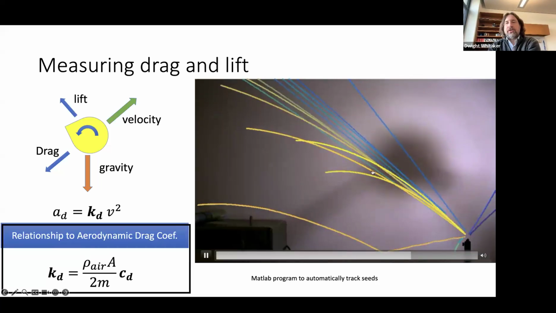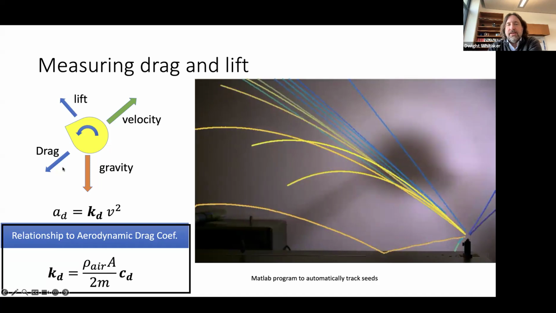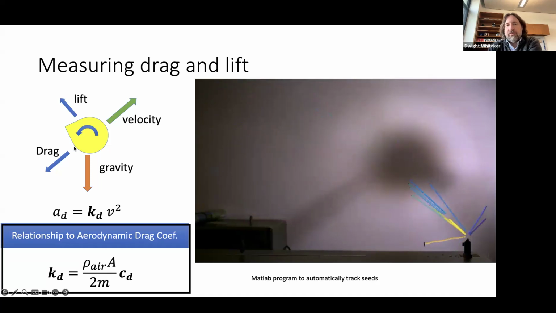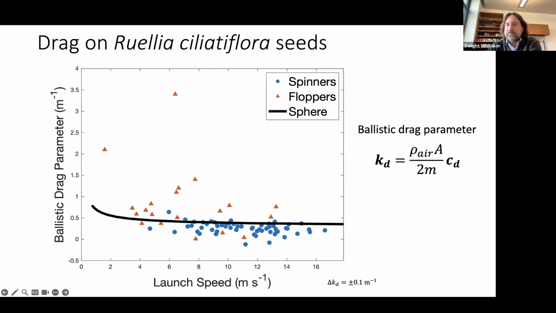Good. Yeah, so we can track these seeds. I don't know where I got cut off, but we can track these seeds as a function of position. Once we subtract gravity, the only forces that are acting on them while they're flying are aerodynamic forces, and we can decompose those into lift and drag. We can quantify this. We can see that the ballistic drag parameter, which is something like the drag coefficient, but it accounts for the weight of the seeds too, or the mass of the seeds too.